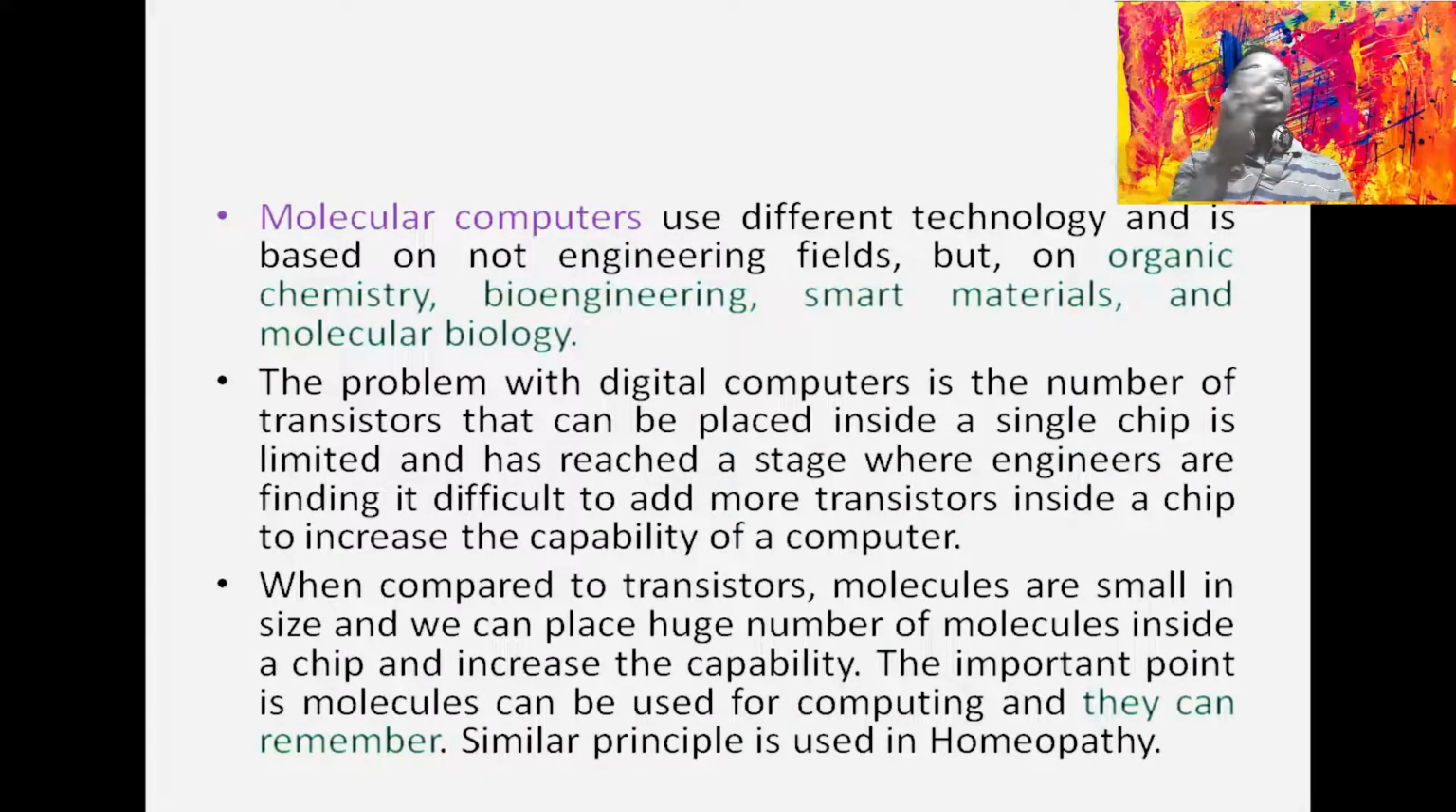Molecular computers, which are based on molecules. We are reaching a stage where we cannot fit more transistors, so other kinds of technologies are being studied. Molecular computers are based on fields like organic chemistry, bioengineering, smart materials, and molecular biology. All these put together may someday produce molecular computers, which are very small in size but have very high processing capability.